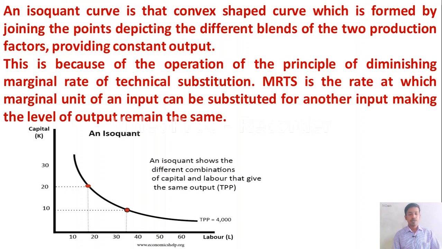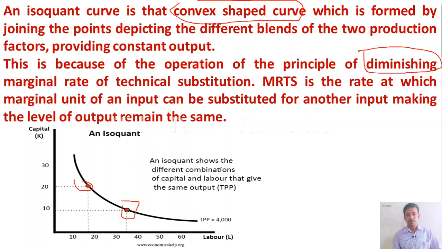What do you mean by isoquant? An isoquant is a convex shaped curve, and this shows different combinations of two inputs which will give the same level of output to the producer. On this isoquant, any point will give the same level of output. It is known as the isoquant. The isoquant is convex to the origin because of the diminishing MRTS.